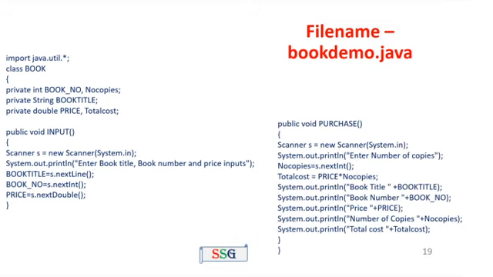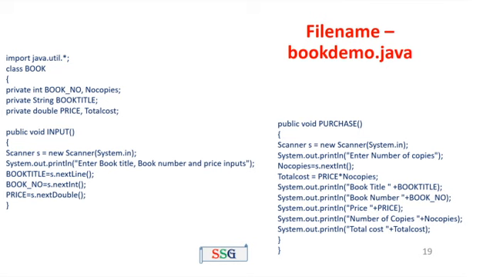Next one, void purchase. In void purchase also we have to get one input from the user. That input is number of copies to be purchased. Here Scanner s = new Scanner(System.in); System.out.println enter number of copies. Number of copies equals s.nextInt. The next one, total cost equals price into number of copies. System.out.println book title, book number, price, number of copies and total cost. Then close curly brace for purchase function closing. Next, close curly brace for Book closing.